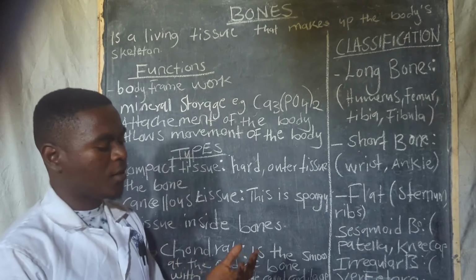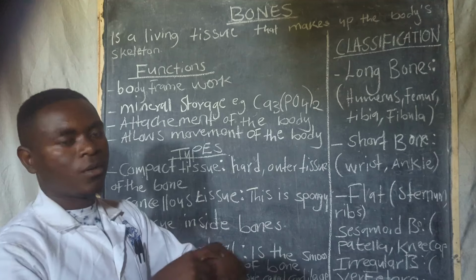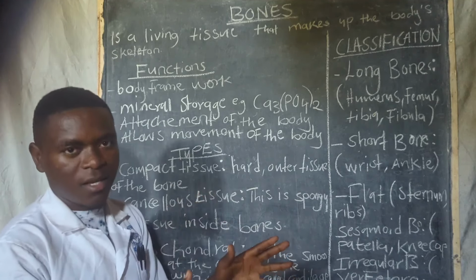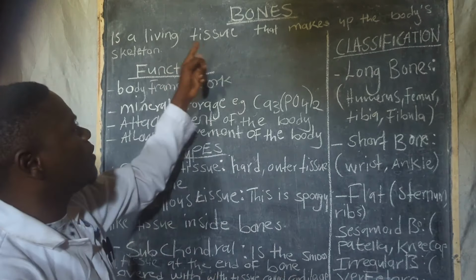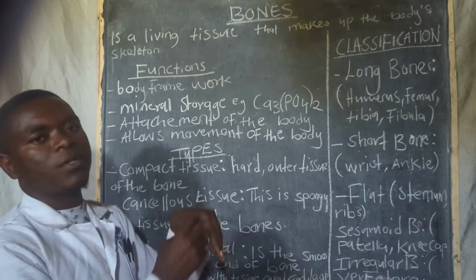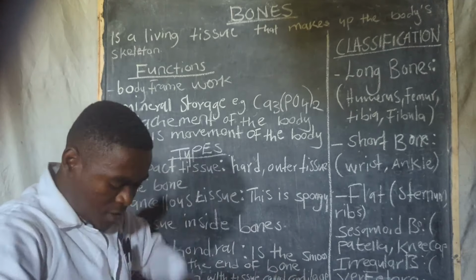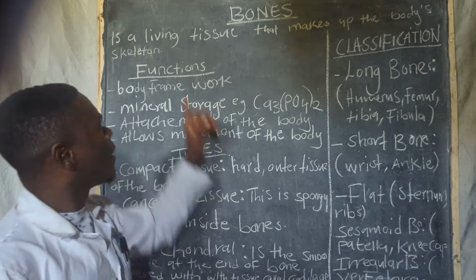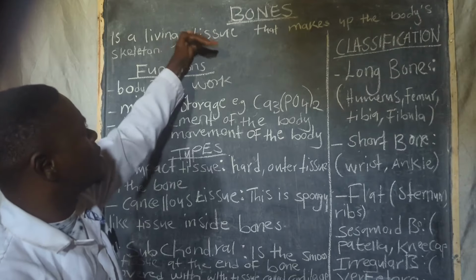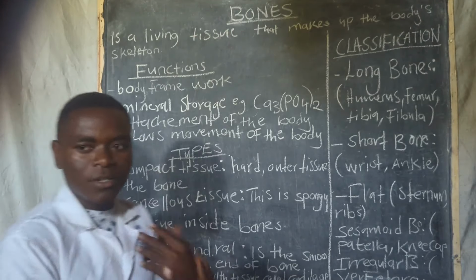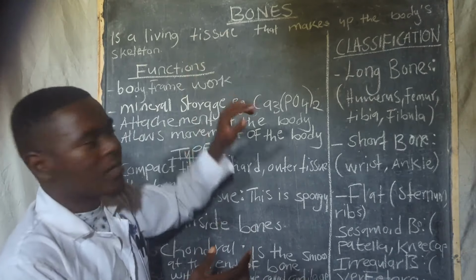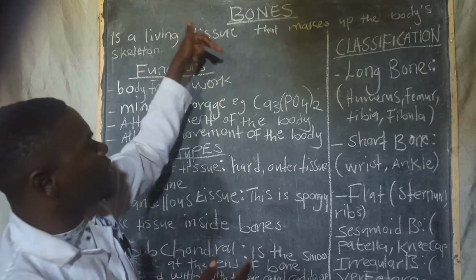Whenever we are talking about a bone, we are all familiar with bones. We know what a bone is. So we are saying that this is just a living tissue that makes up the body's skeleton. This whole body is made up of skeletons. Now, you need to understand what a tissue is. I've used this word saying that it is a living tissue.